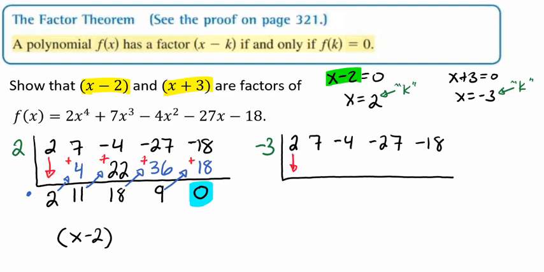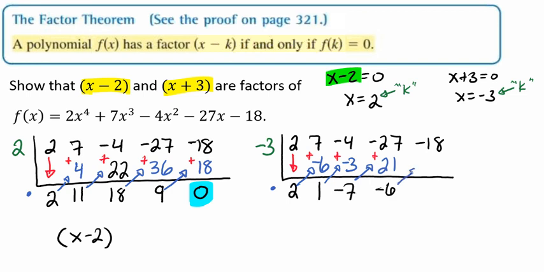So we're going to start by bringing down our 2, and we're going to be moving diagonally, so that means we're going to be multiplying. So 2 times negative 3 is negative 6. A vertical movement means we get to add. 7 plus negative 6 is 1. We're moving diagonally again. So 1 times negative 3 is negative 3. Now we add. Negative 4 plus negative 3 is negative 7. Diagonally, negative 7 times negative 3 is a positive 21. Then we add. Negative 27 plus 21 is a negative 6.